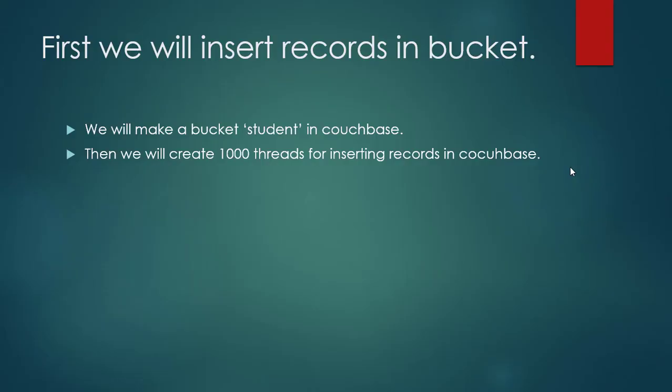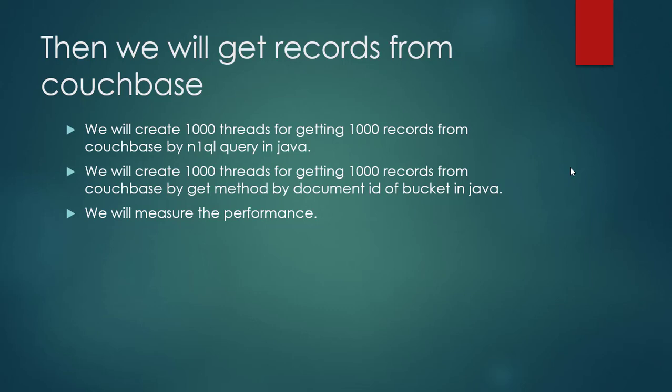So today's agenda is what we will do. We will first create a bucket in Couchbase. The bucket name is student. After that we will create approximately 1000 threads for inserting records in Couchbase. So these 1000 threads will create 1000 records in the Couchbase bucket. After inserting the records, we will fetch the records with the help of an N1QL query, and we will create 1000 threads for getting these 1000 records that we previously inserted.